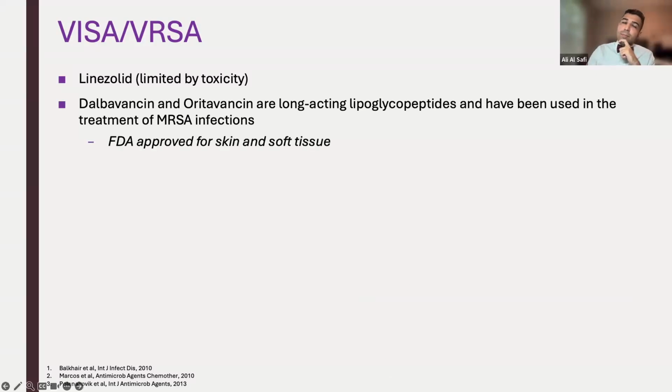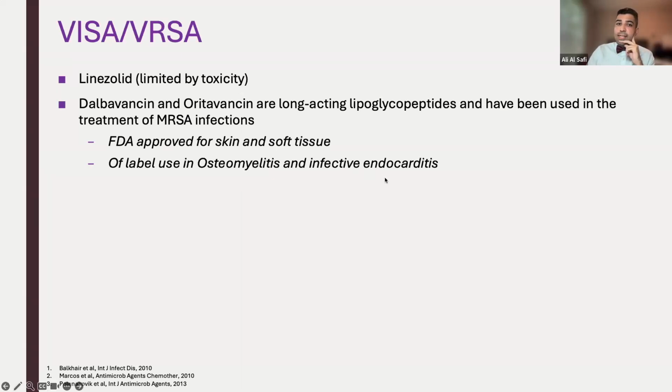They're initially FDA approved for skin and soft tissue infections, so not for pneumonia or lung exacerbations. We use them off-label in osteomyelitis, bone infection, and infective endocarditis, heart valve infections. And in terms of lung penetration, it's unknown, but there are several case reports of successful treatment of MRSA pneumonia or VRSA pneumonia. So they might work.